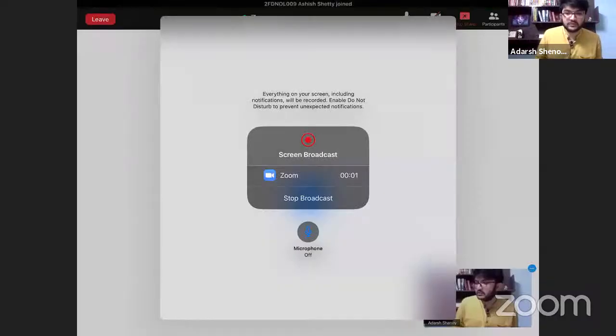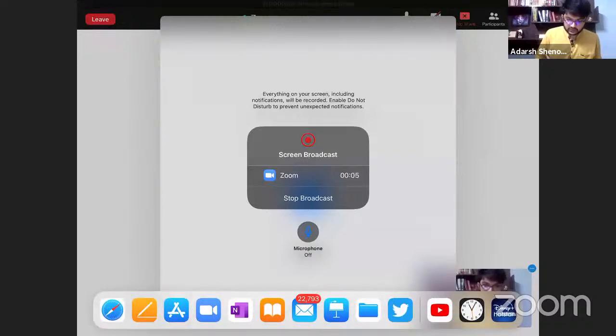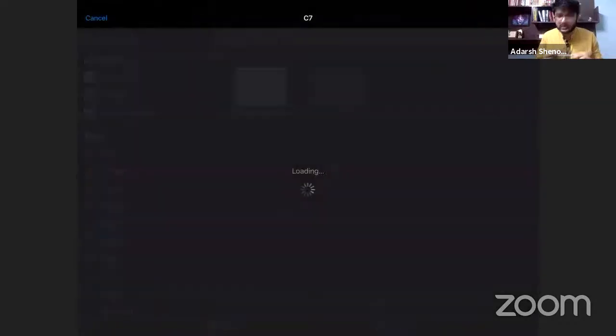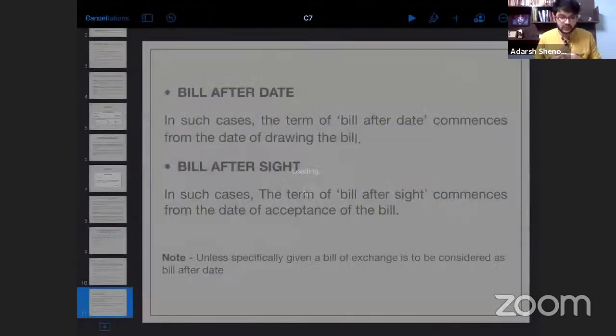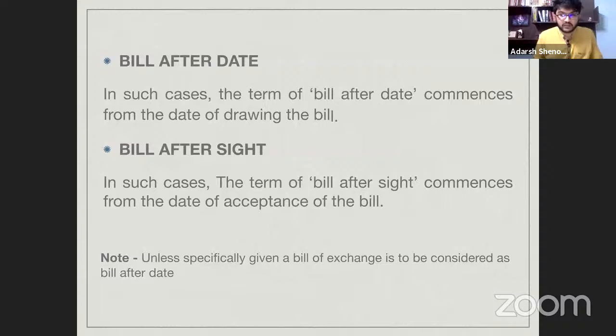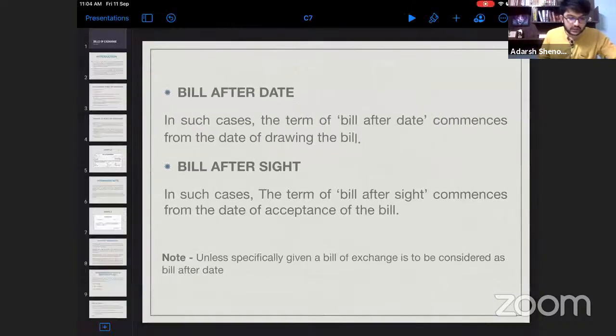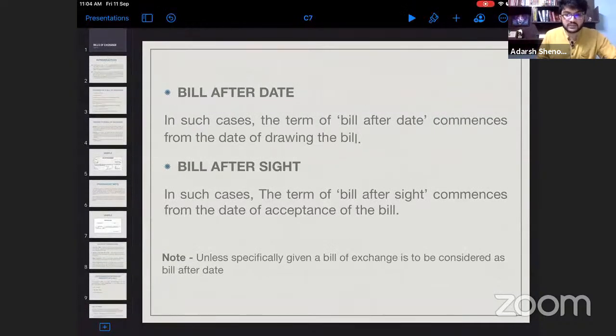So yesterday we had started with a new chapter. We started with bills of exchange, right? Yes. So today we will finish it off in the morning session, and in the afternoon we'll start with company accounts. So yesterday, if I remember right, I had told you about the basics of bills of exchange.